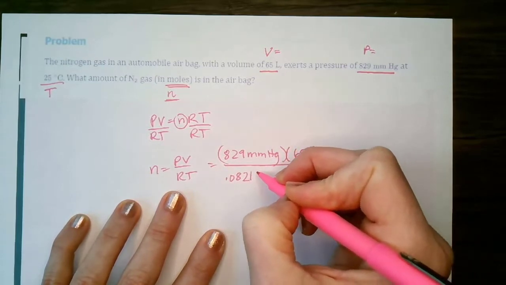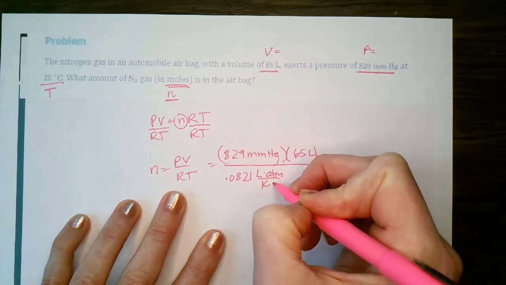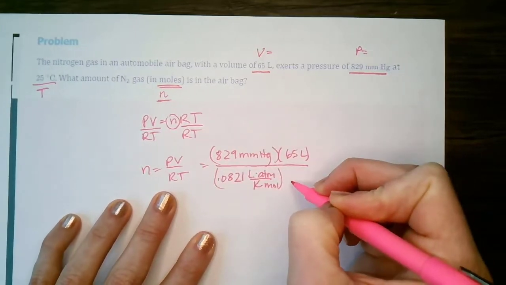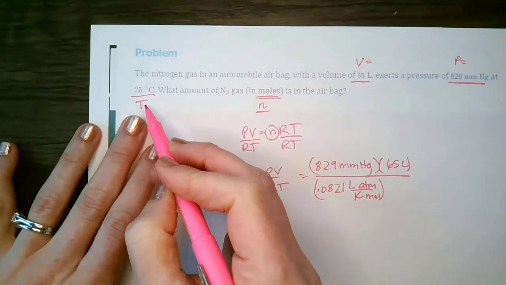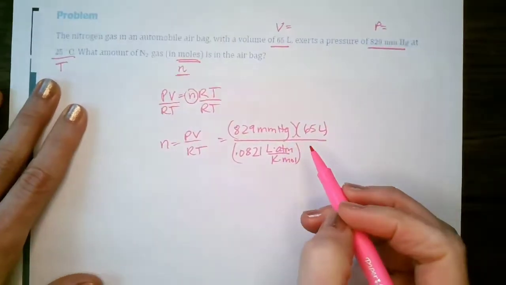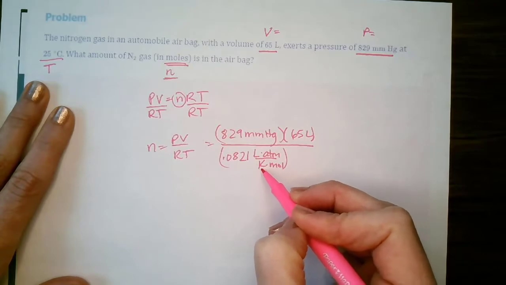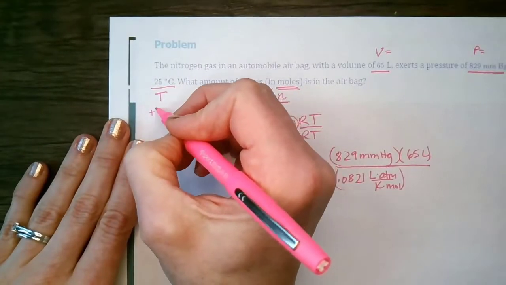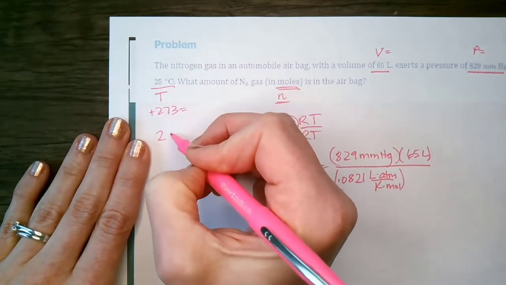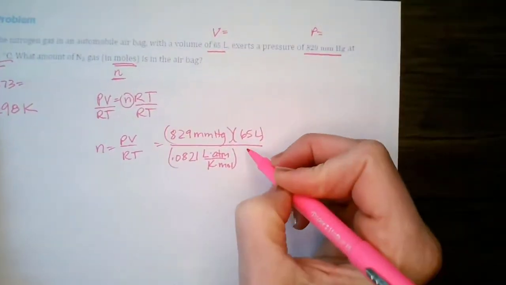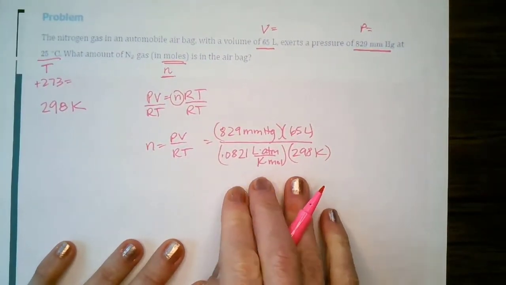We know R. R is 0.0821 liters atmospheres over Kelvin mole. And temperature, we're given at 25 degrees Celsius. And remember, we need to get that to Kelvin. If we weren't sure, we would look at the gas constant and see that we need to cancel our Kelvin. So I'm going to add 273 to this to get 298 Kelvin.